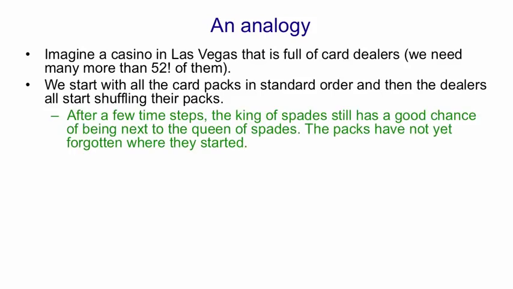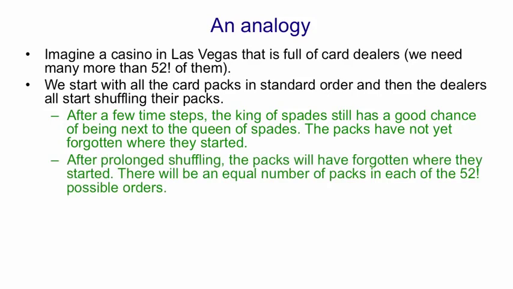After a few shuffles, there's still a good chance that the king of spades will be next to the queen of spades in any given pack. So the packs have not yet forgotten where they started. Their initial order is still influencing their current order. If we keep shuffling, eventually the initial order will be irrelevant.